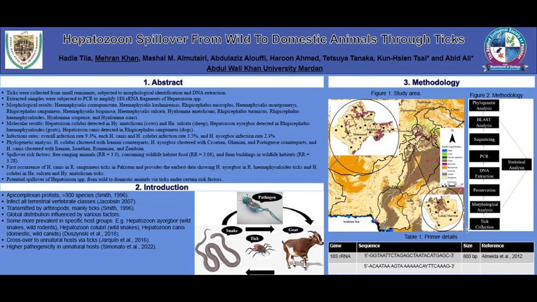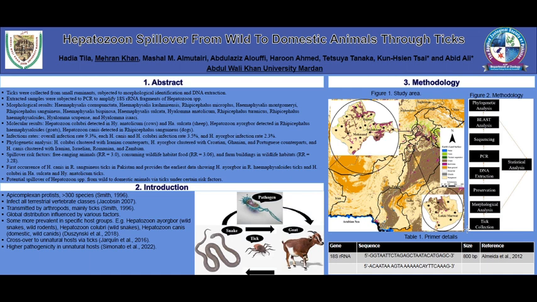We identified different risk factors, of which 3 were significantly associated with potential spillover of Hepatozoon from wild to domestic animals. Those 3 factors were free-ranging animals, animals consuming food from wildlife habitat, and those animals which were living inside wildlife habitat or near to wildlife habitat.